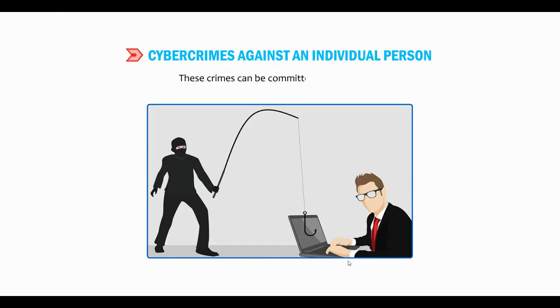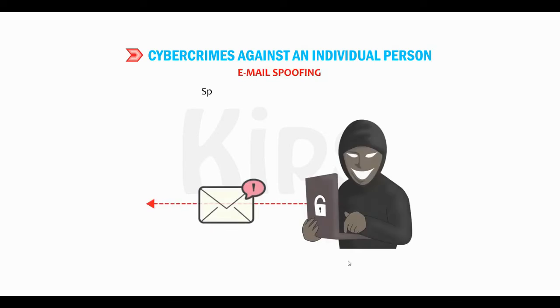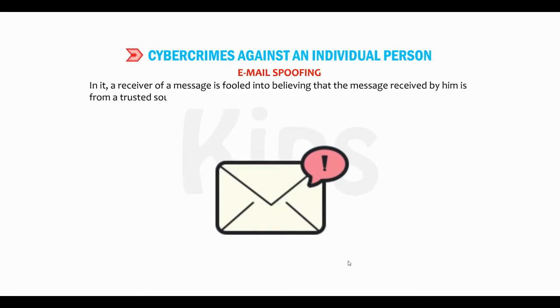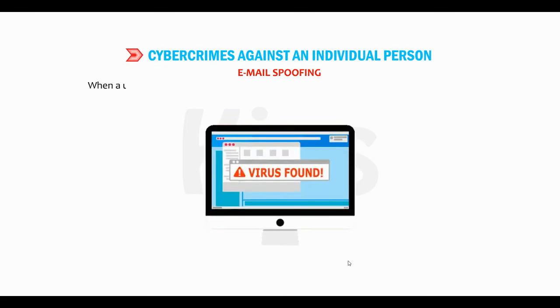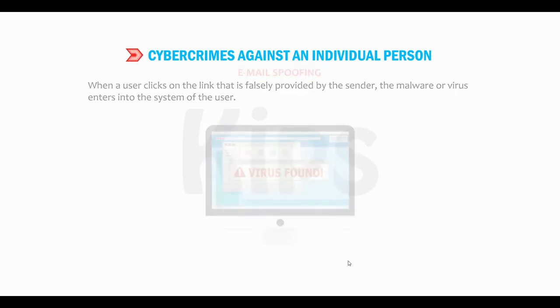These crimes can be committed in the form of email spoofing. Spoofing means misleading. In it, a receiver of a message is fooled into believing that the message received by him is from a trusted source, which actually is not so. The message is bogus. When a user clicks on the link that is falsely provided by the sender, the malware or virus enters into the system of the user.